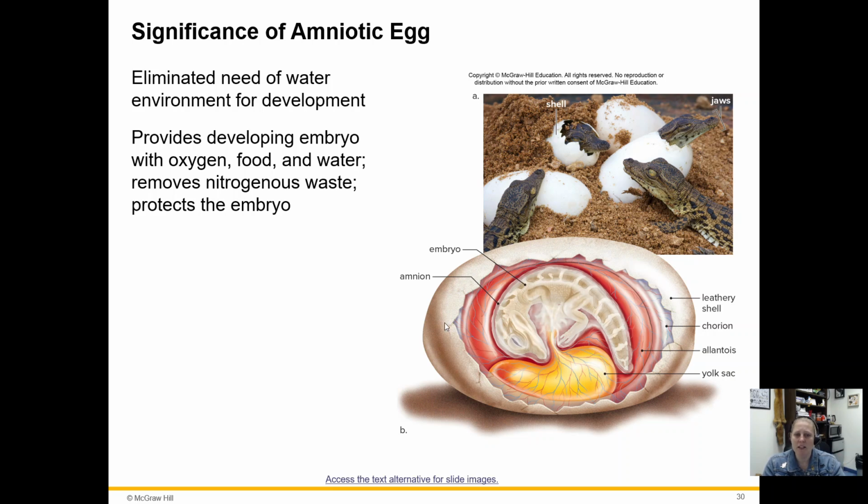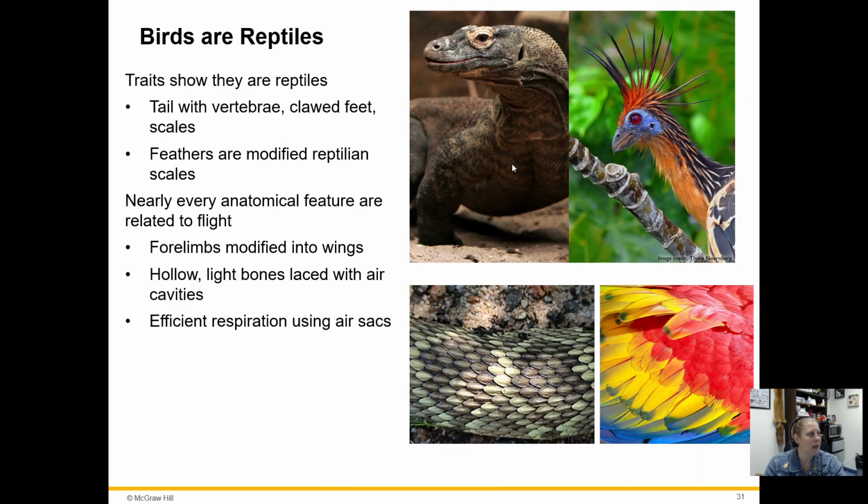You can imagine that this is going to be allowing this animal to live very effectively and develop effectively, and it allows for these animals to live in really dry environments like deserts and not have to worry about their offspring developing, so they're not tied to water anymore. Okay, how do we know that birds are reptiles? Okay, well, birds are reptiles because they share traits in common with reptiles.